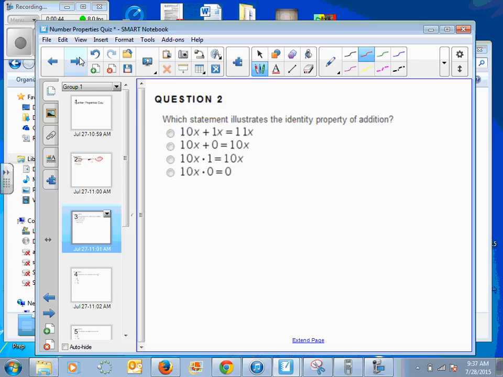Now, similar, we have identity property of addition. So we think, well, what are we going to do? What are we going to add to something to keep that number? So in this case, that looks like this. Anytime you're adding 0, that's identity property of addition, because you're not going to change. You start with a 10x, you're going to end up with a 10x because you've added 0. So identity property of addition is adding 0. Identity property of multiplication is multiplying by 1.